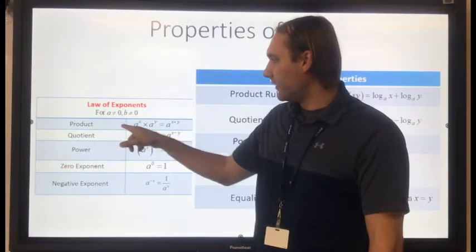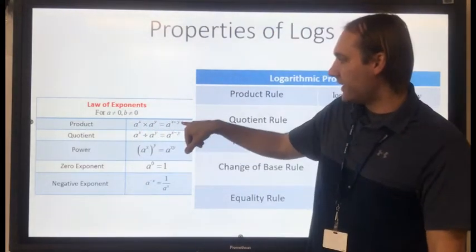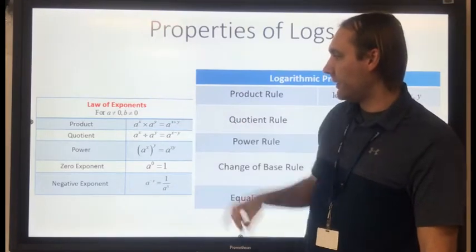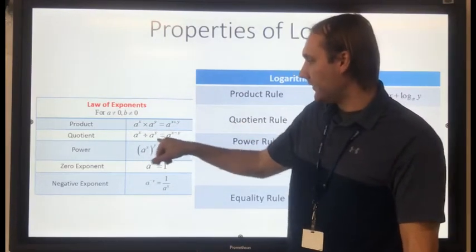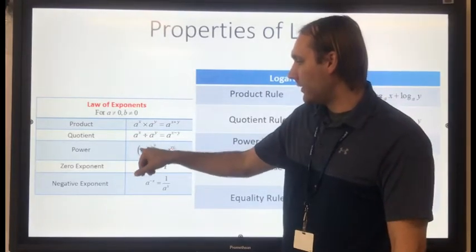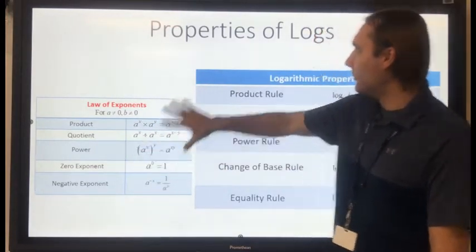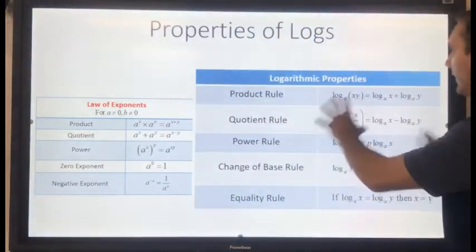Remember, the product with exponents is that when you're multiplying exponents together, you actually add the exponents on top. You can bring it together under one base. If you're dividing exponents, then you subtract the exponents. And if you raise an exponent to an exponent, you're multiplying. Now, here are the laws of exponents. Logs, being the inverse, is the exact opposite.